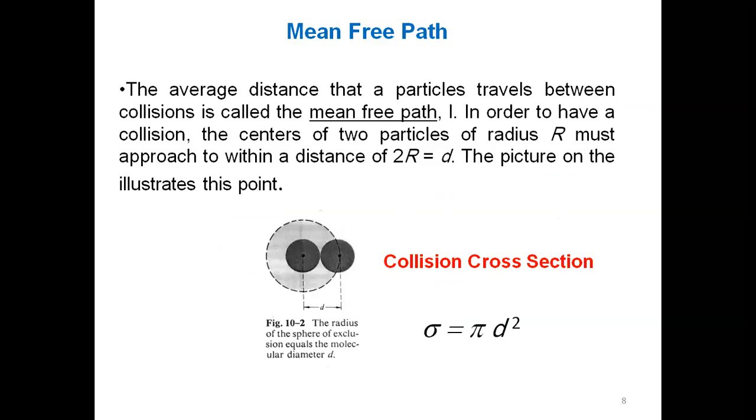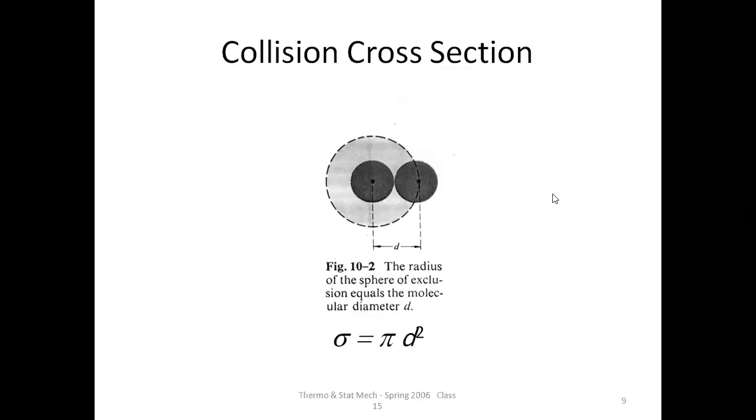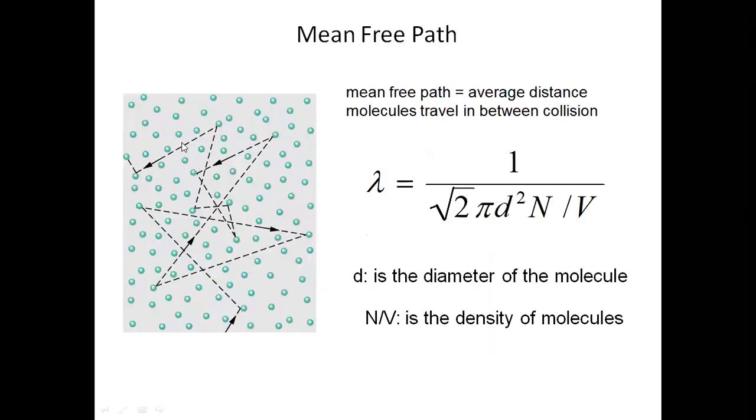Another topic related to kinetic theory is the mean free path. The mean free path is the average distance that a particle travels between collisions. So it is the average distance between two collisions of molecules.